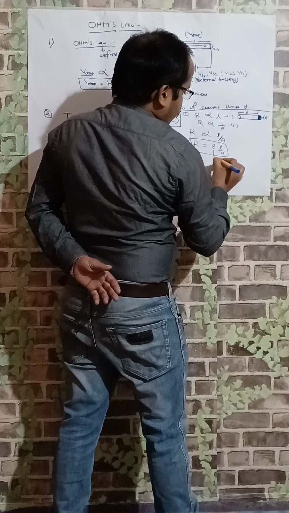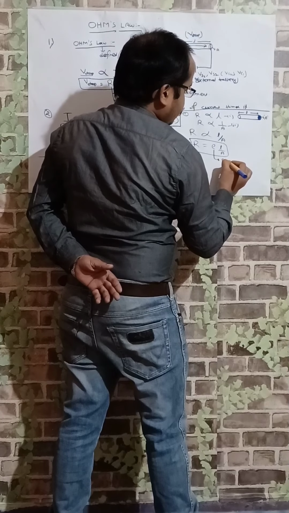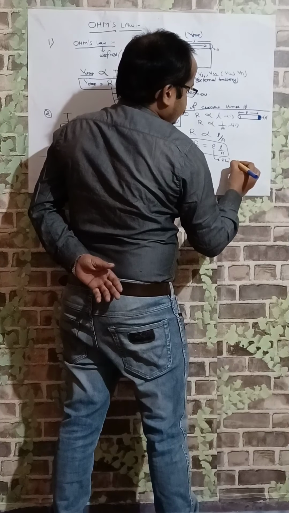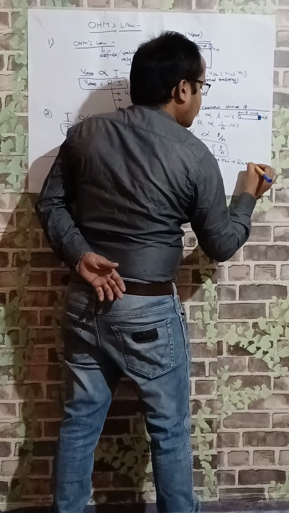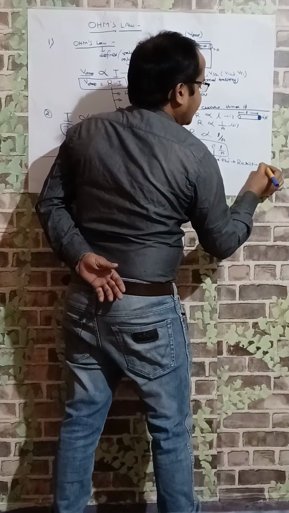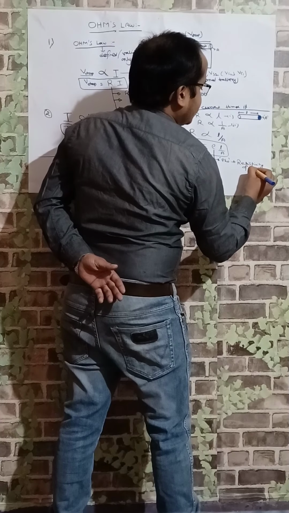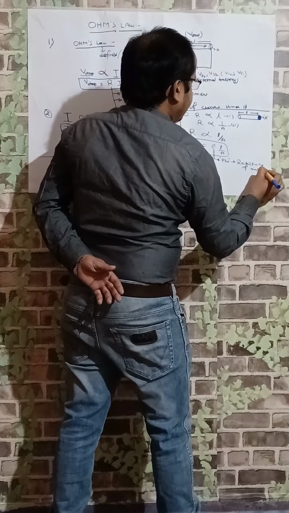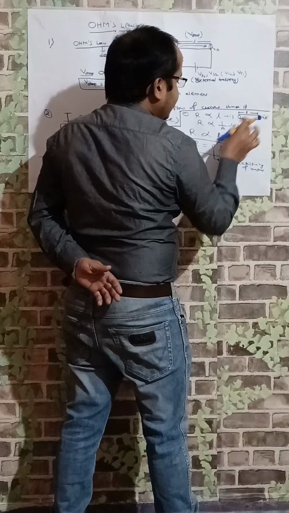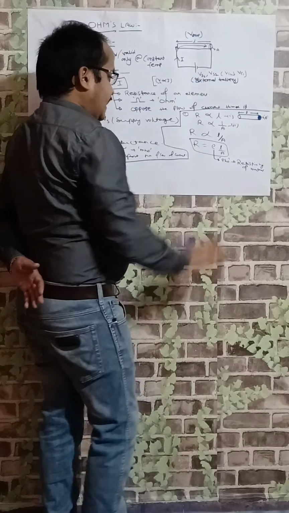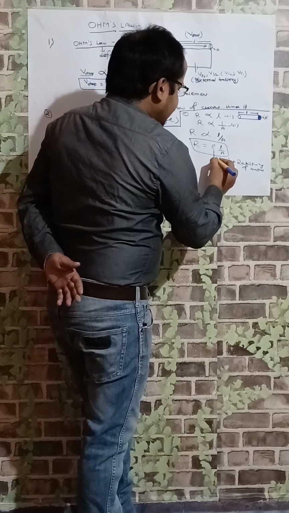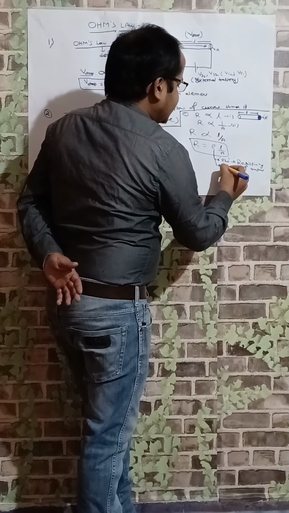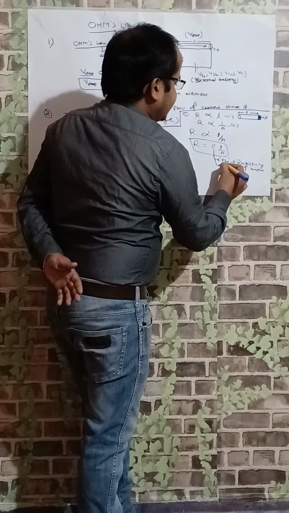And this rho is called the resistivity of the material. L is the length of the material, A is the area of cross section, and rho is the resistivity of the material. Its unit is ohm meter.